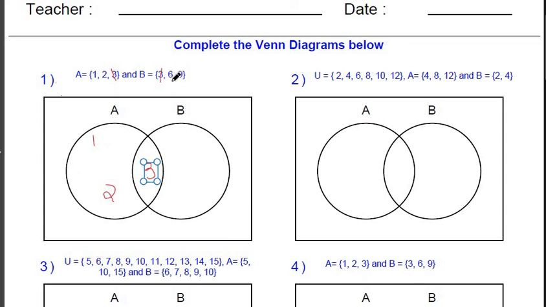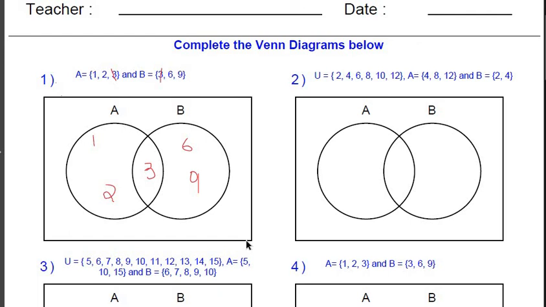What are the elements in set B only? 6 and 9. Notice we did not write back 3 because 3 is already a part of the intersection. So that means that 3 is also a part of B. So all these elements here are a part of B. Awesome.